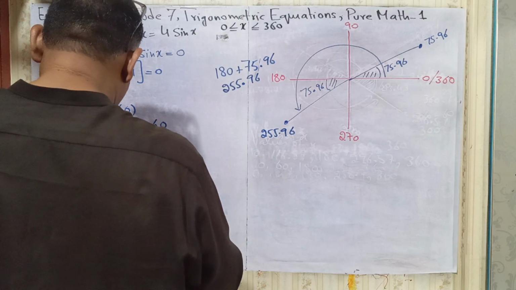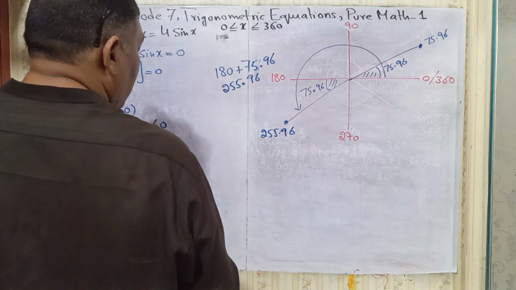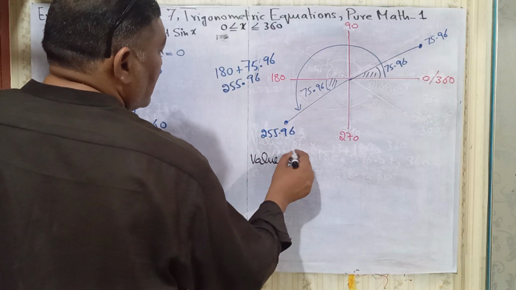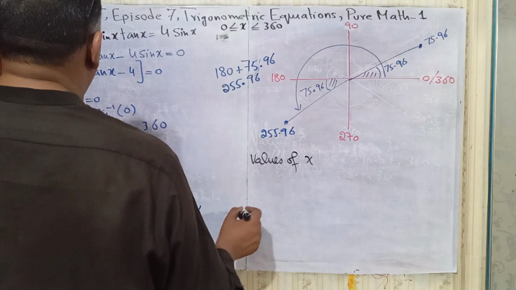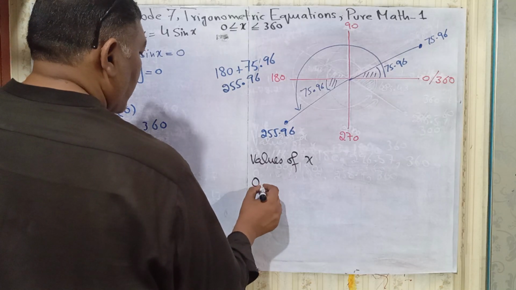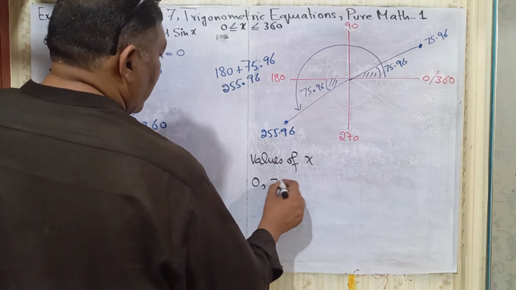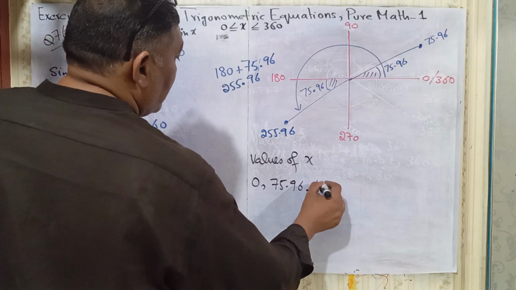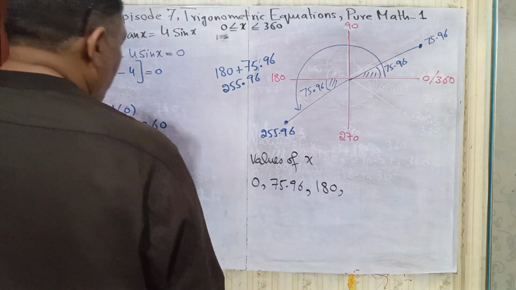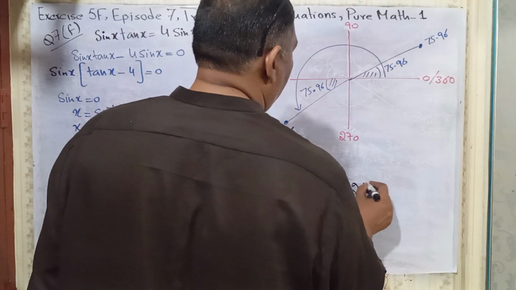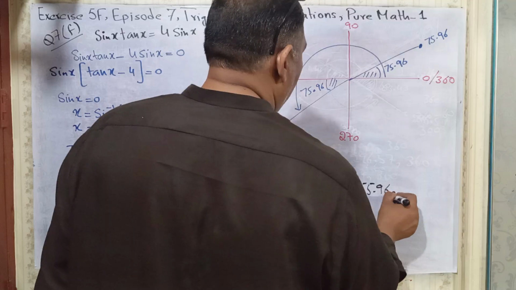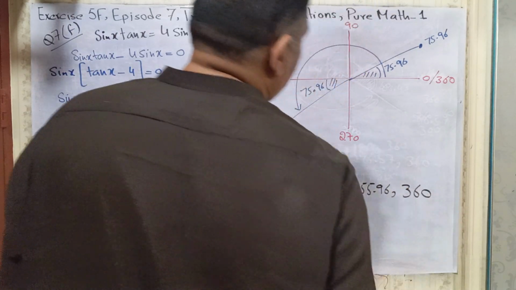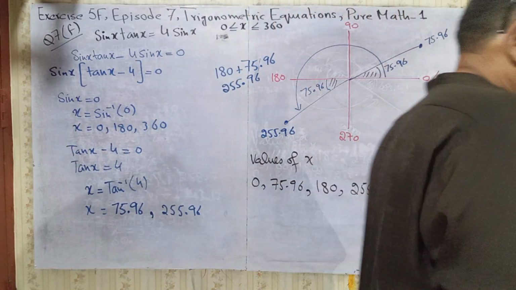Now I can say the values of x will be 0, and 75.96, and then we have 180, and then we have 255.96, and then we have 360. So I think there are 5 answers.